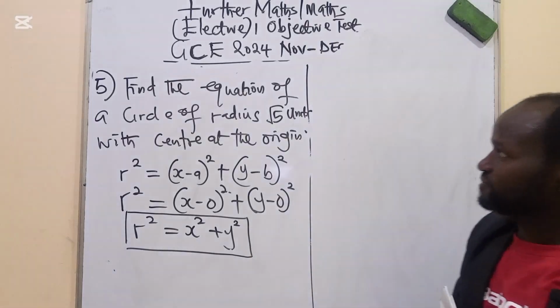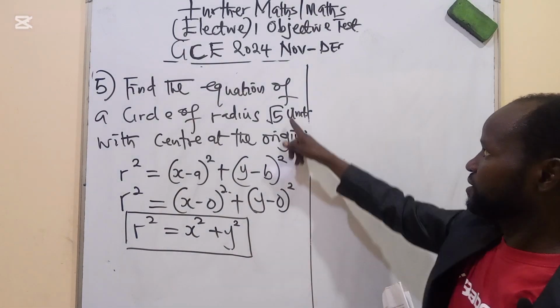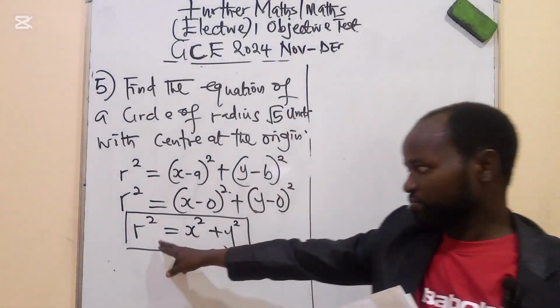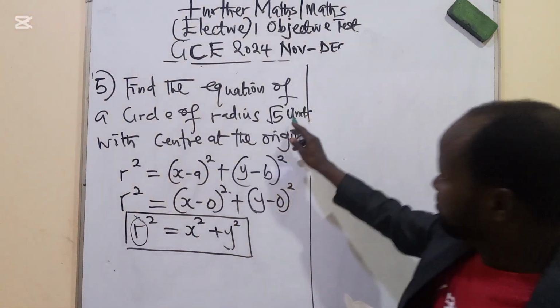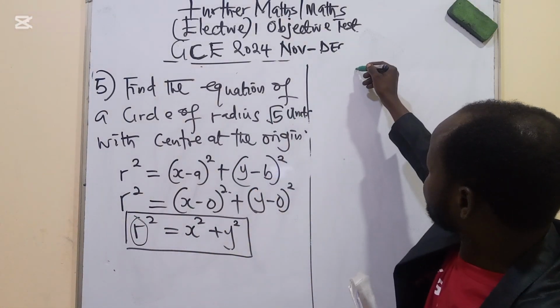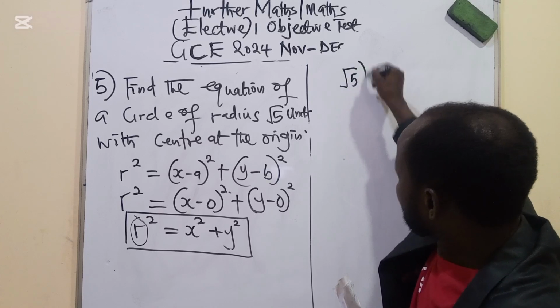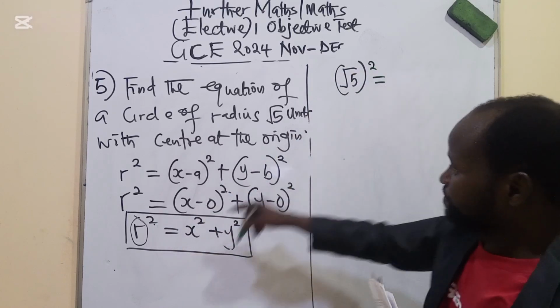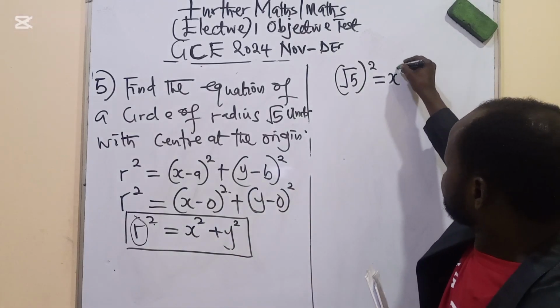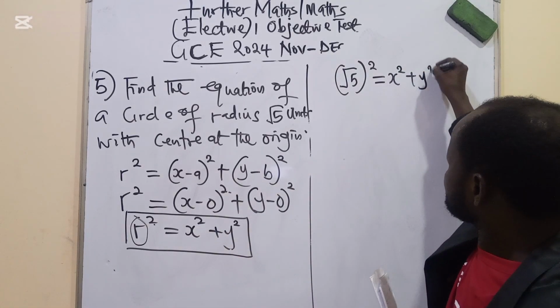Very easy. We are asked to find the equation. r is given as root 5 units. Let's plug it into this equation. In place of this r, we substitute root 5. This will be root 5 all squared, that's this square now, will now be equals to x squared plus y squared.